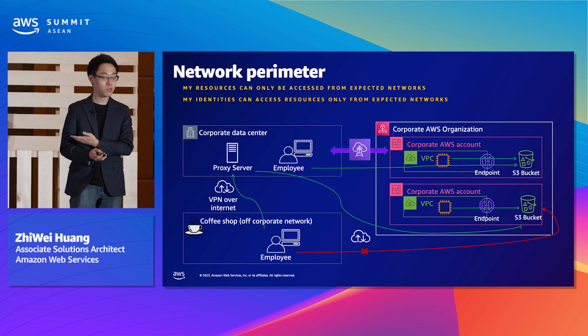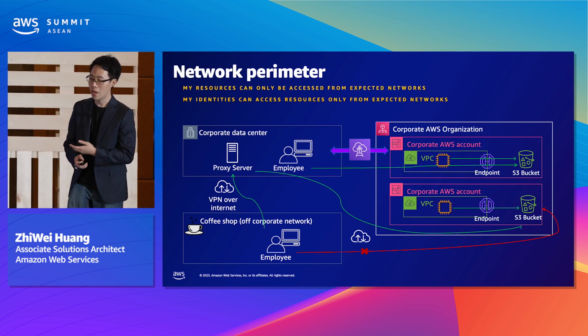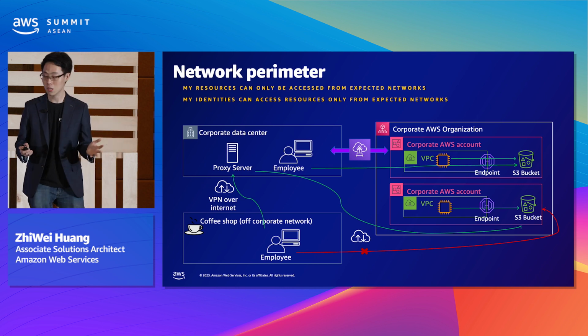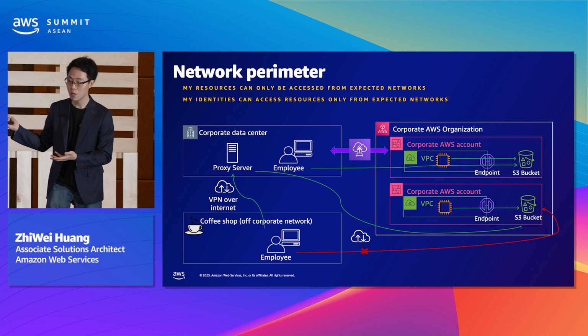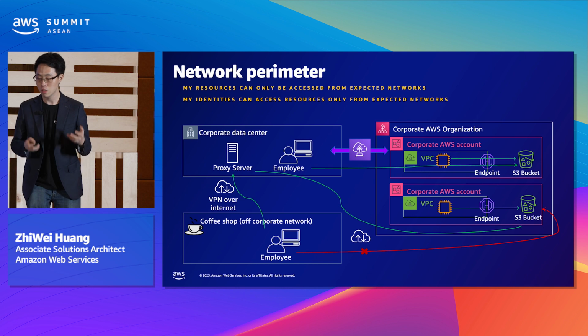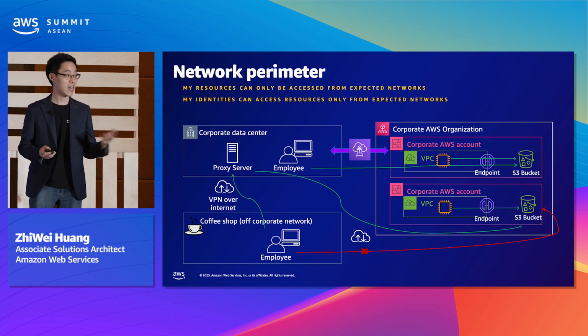Here, on this slide, you can see direct access by your identities to your AWS resources. And this is the specific access pattern that you would like to protect the most, because there are humans involved, and they can actually take your corporate credentials and bring them anywhere else. So how do we codify the definition of an expected network in an IAM policy?